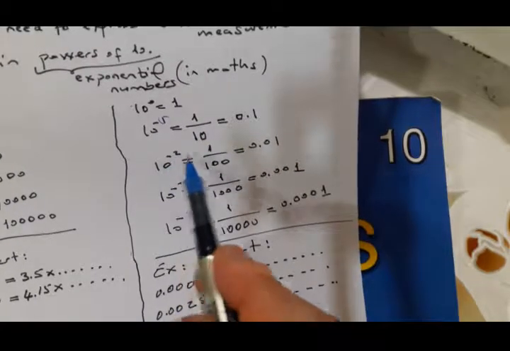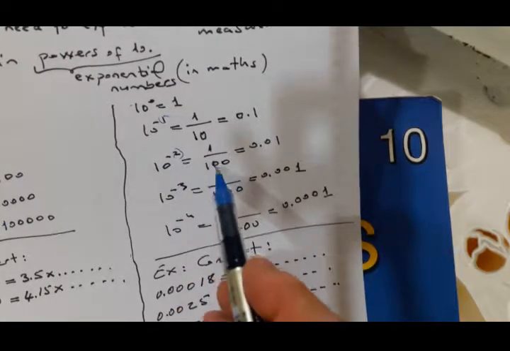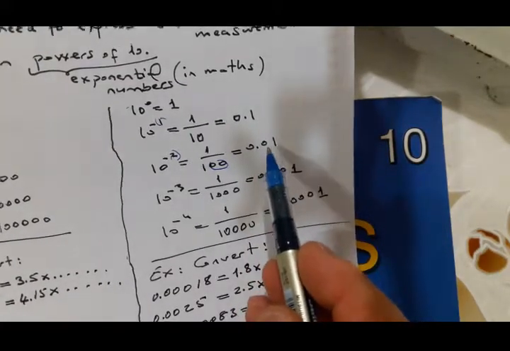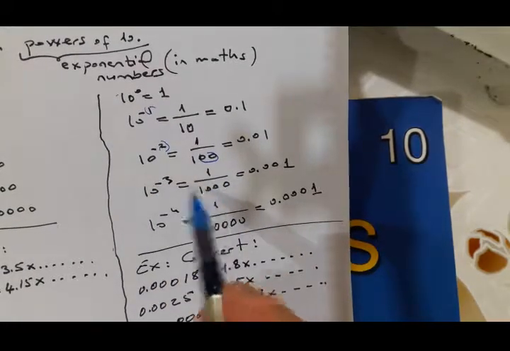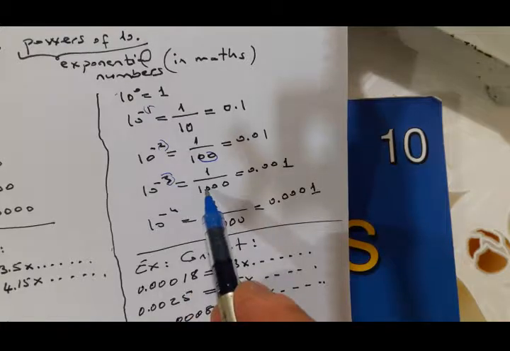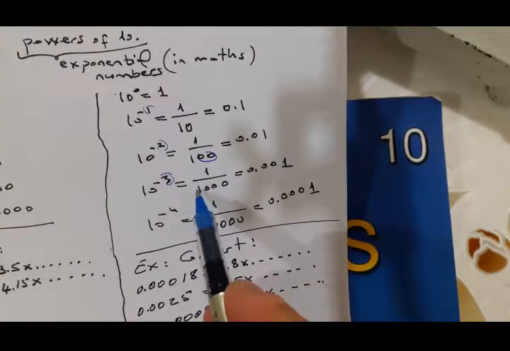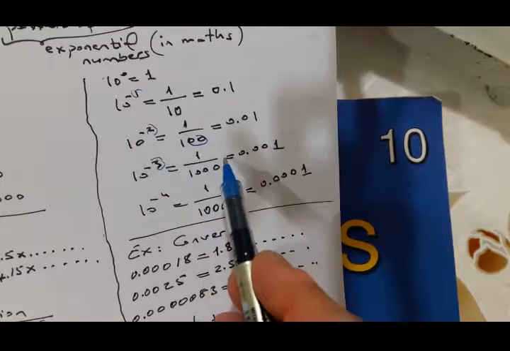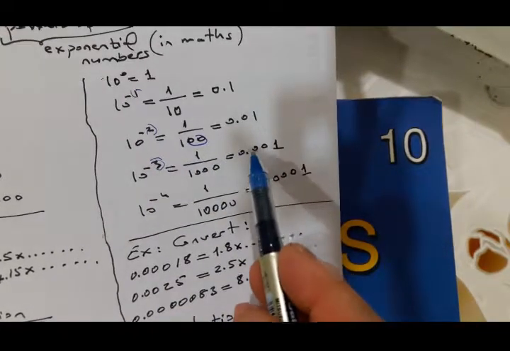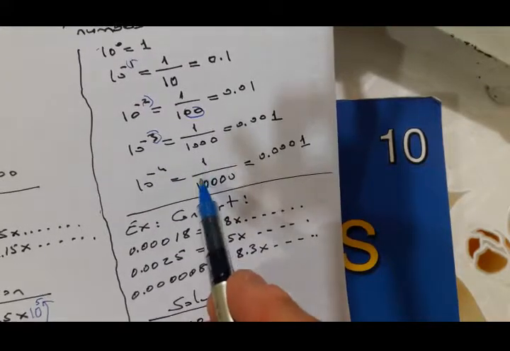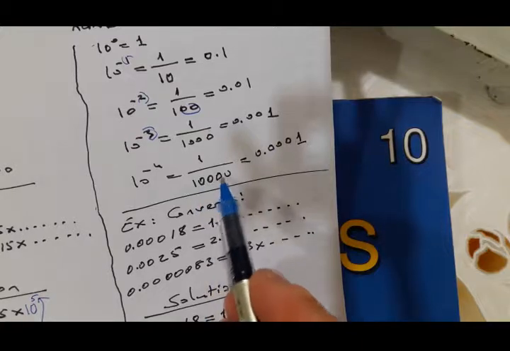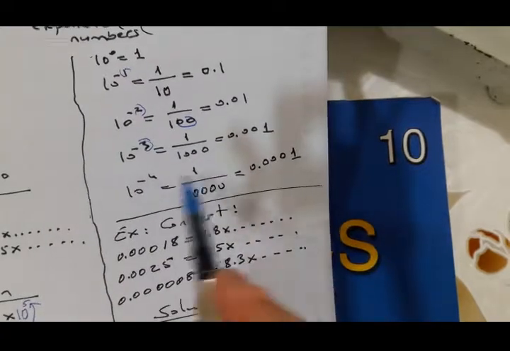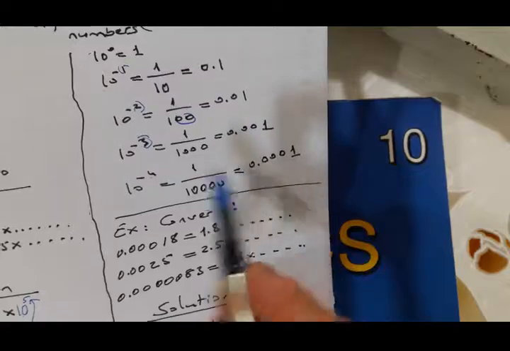10 to the power of negative 2 means 1 over 100, which is 0.01, so you put two zeros on the left side of 1. 10 to the power of negative 3 is 1 over 1000, which is equal to 0.001; again, we add three zeros on the left side of the 1. 10 to the power of negative 4 is 1 over 10,000, which is equal to 0.0001; negative 4 means you add four zeros on the left side of 1.